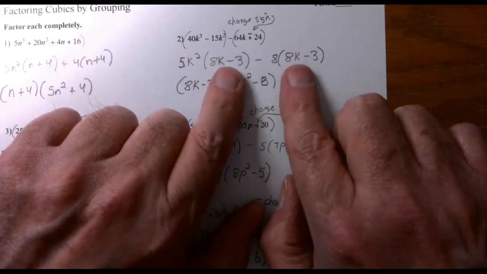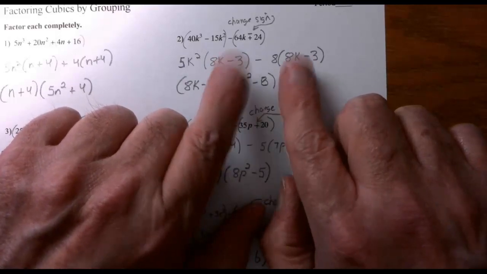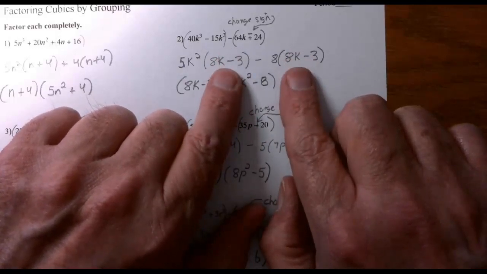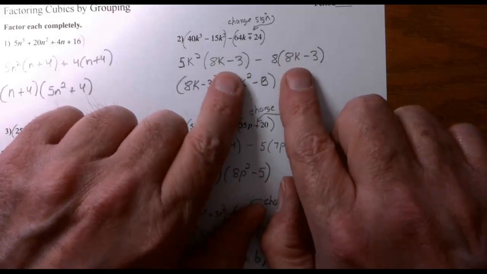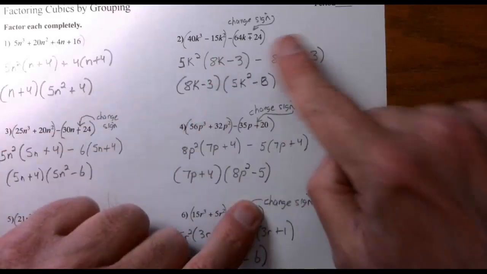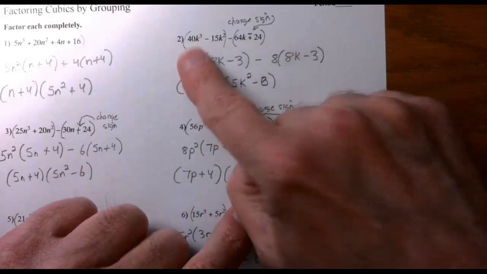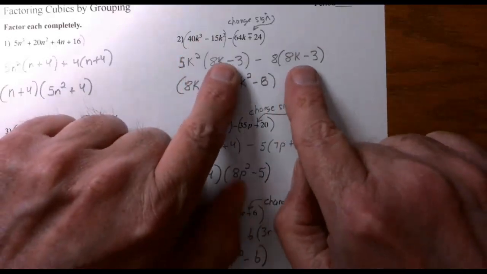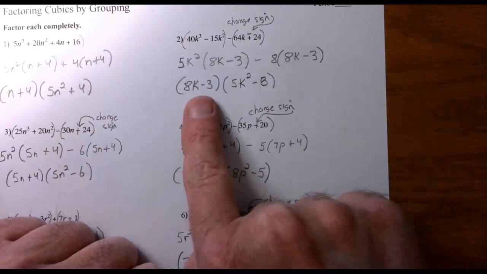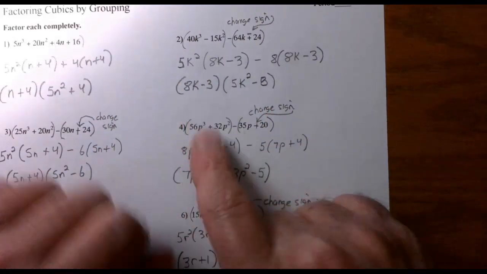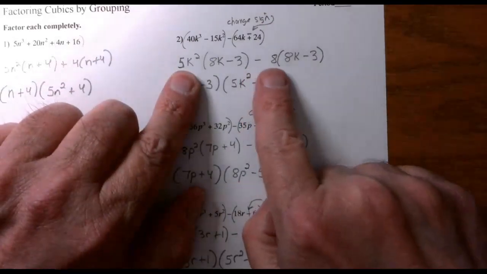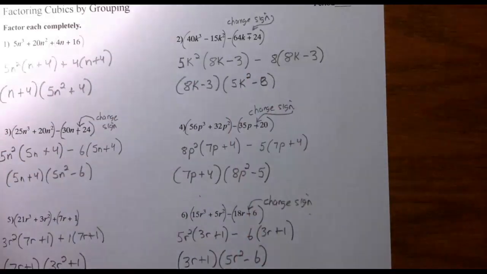So you factor that common factor out. The common factor now is a binomial. 8x minus 3 is a common factor for this term and this term. Right? So take it out and put it right there. And what's left? 5k squared minus 8. That goes right there. Okay?